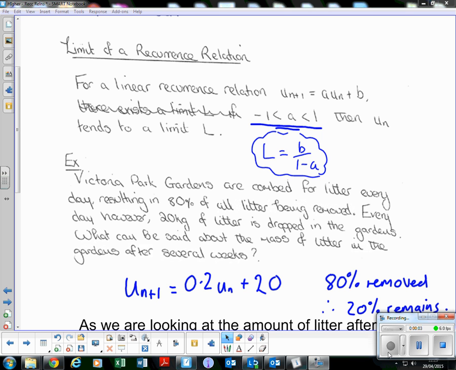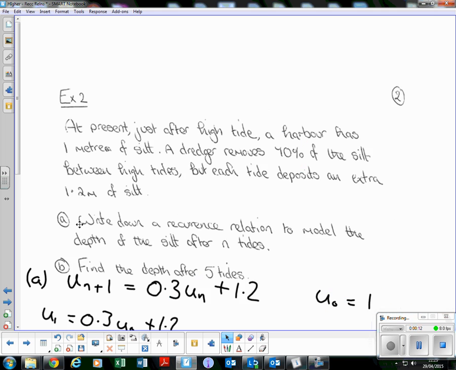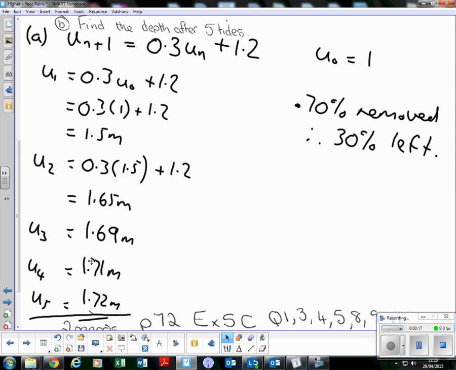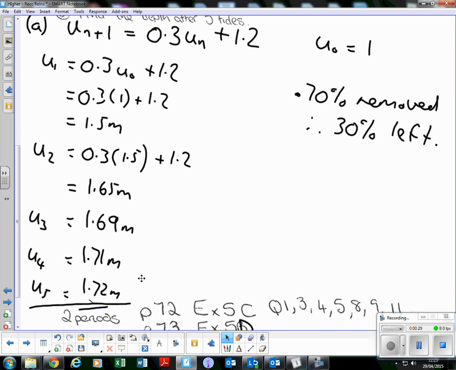SQA Higher Maths, Lesson 3 on the recurrence relation topic. So in Lesson 2 we were using a recurrence relation, and I mentioned that in this example the values seem to be converging, moving towards a certain value. So we started at 1.2, 1.5, 1.65, 1.69, 1.71, 1.72. If we kept on going up to U10, U20, U30, U50, U100, we would indeed notice that it does converge towards a certain value.